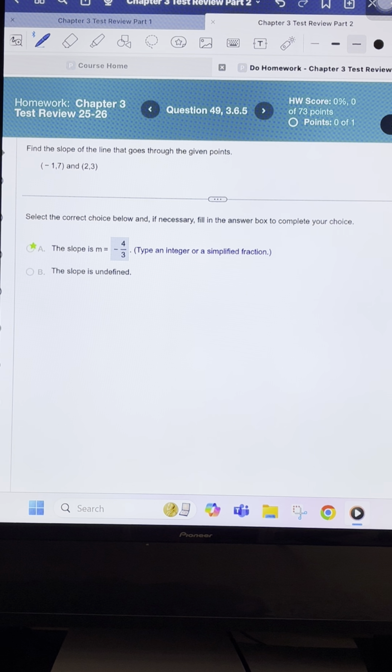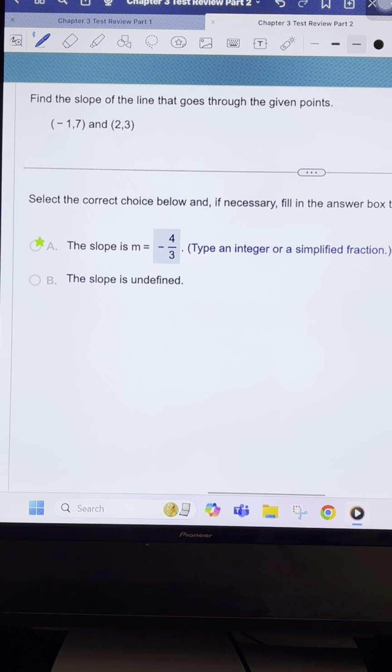Okay. Now, this is where we actually start getting into 3.6 and 3.7, which is great because this is what we've been learning about. That's going to be really important on the test.